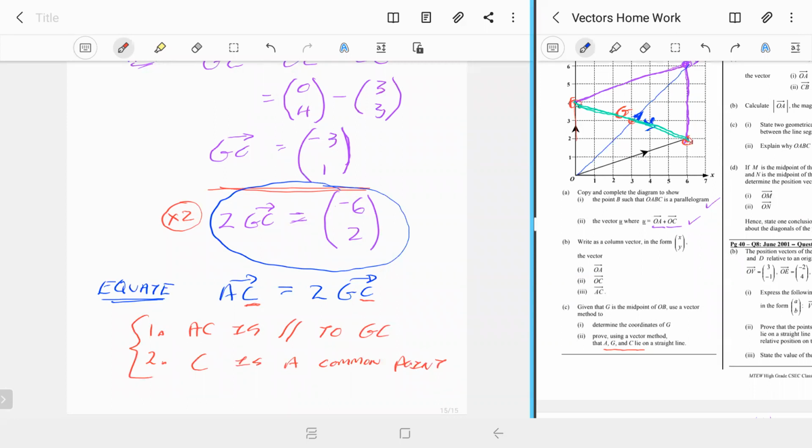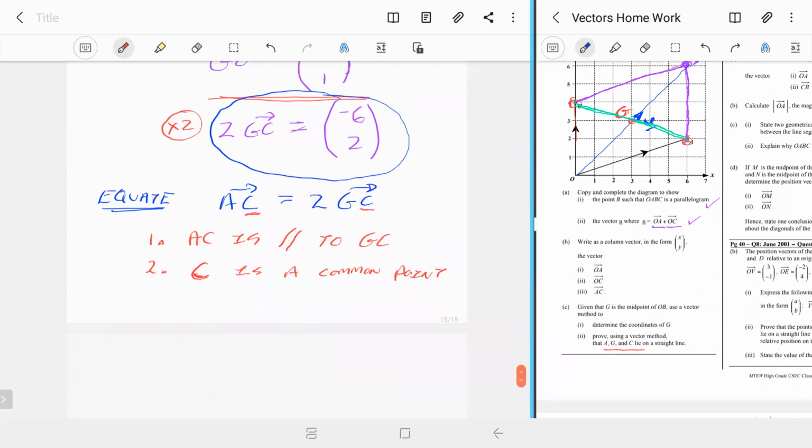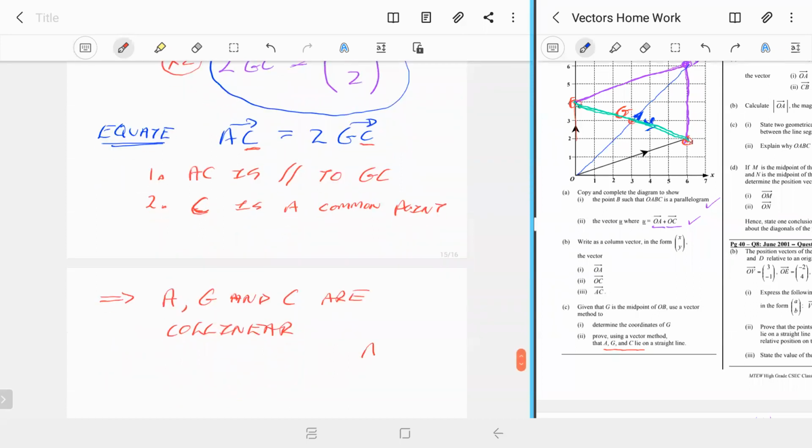For parallel vectors alone, you just show that one is a multiple of the other. If we're doing collinear points, you have to show parallel vectors and a common point. So you need one more step if you're doing collinear points: parallel vectors and a common point. So C is a common point. And since you have that, then you can write the conclusion and say, therefore, or that implies that the points involved, A, G, and C, are collinear. A, G, and C are collinear. And that is your answer right there.